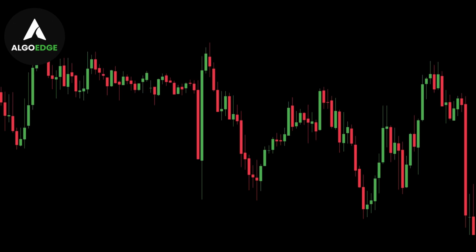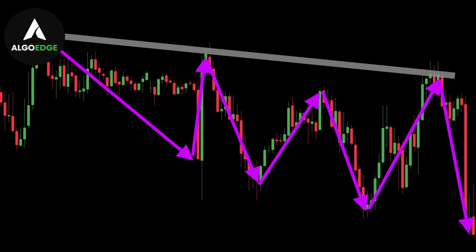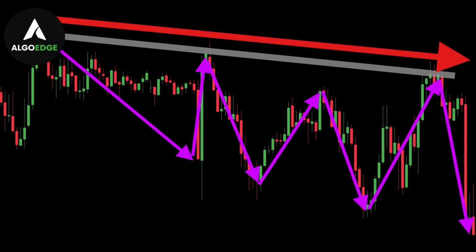Just like before, price is constantly moving up and down, but if we connect the swing highs, we can see that the trend line is pointing downward. This tells us that even though the market experiences short-term rallies and pullbacks, the overall trend is still bearish.